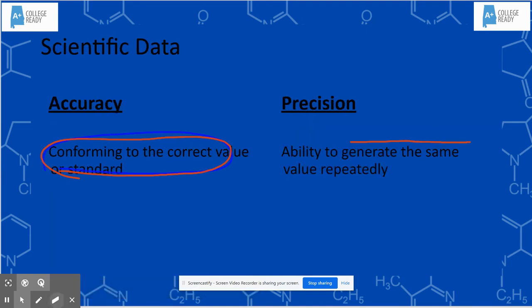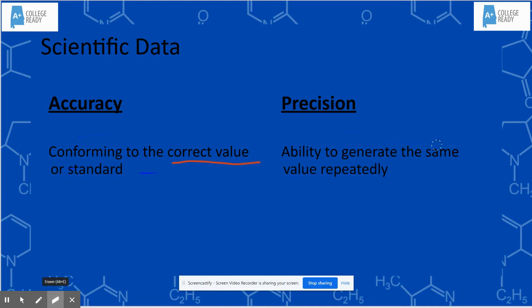So accuracy and precision. Accuracy is coming to the correct value or the standard value. It's how close you are to that target. If you're thinking about it in terms of a bullseye on a target, accuracy is how close you are to the bullseye, how close you are to the correct value. Whereas precision is just being repeatable, being able to get a value over and over again, where it's not necessarily in the right place, but you are getting the same number every time. So values being repeatable has to do with your precision.